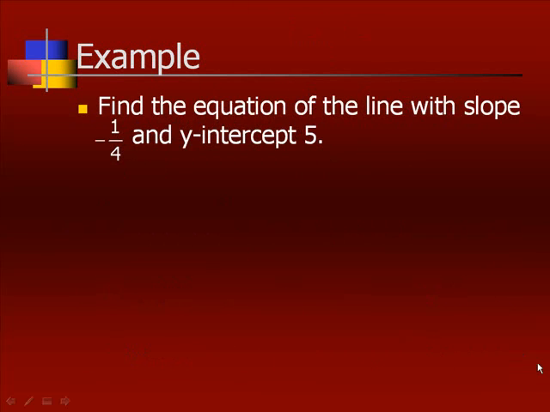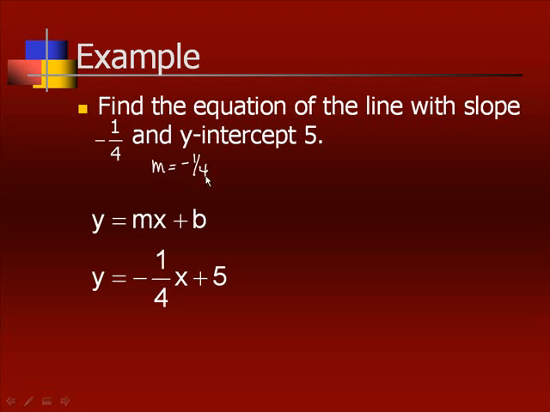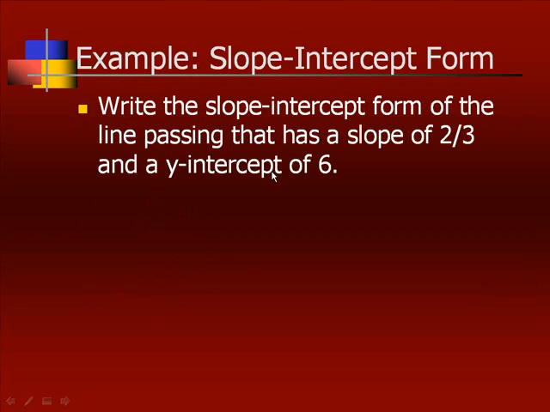Okay, let's do it the other way. Find the equation of the line that has a slope of negative 1/4 and a y-intercept of 5. Well, slope is negative 1/4, which means m would be negative 1/4. Y-intercept is 5, which means b is 5. So we just do straight substitution. y equals negative 1/4 x plus 5.